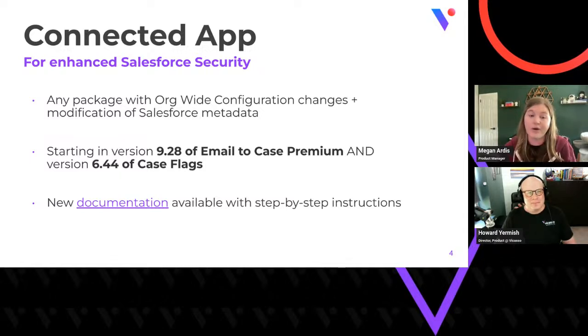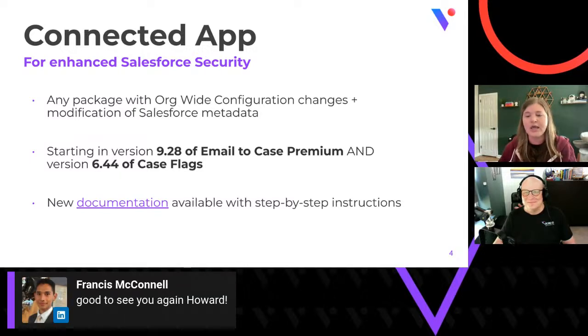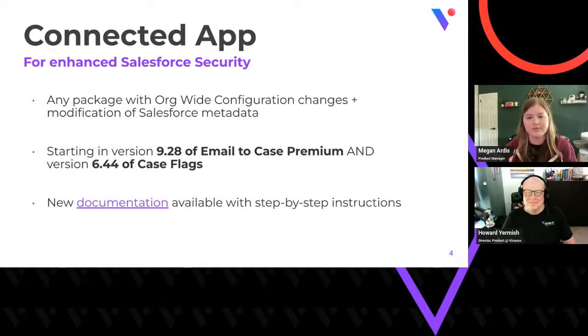And that can be extremely helpful. So if you've ever had a support case with us, we've needed to get Salesforce involved, this can help streamline that a little bit and really open up that visibility. And we want to make sure we're providing the most secure products possible. So starting in version 9.28 of Email to Case Premium and version 6.44 of Case Flags, you're going to now see a Connected app configuration in the setup wizard. And we have complete documentation. We're going to run through that today and give you the step-by-step instructions to configure that.